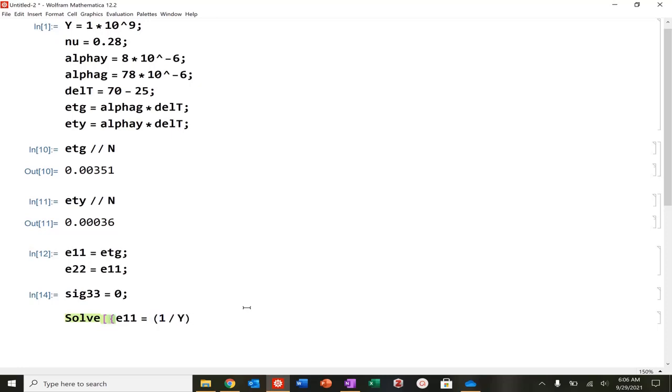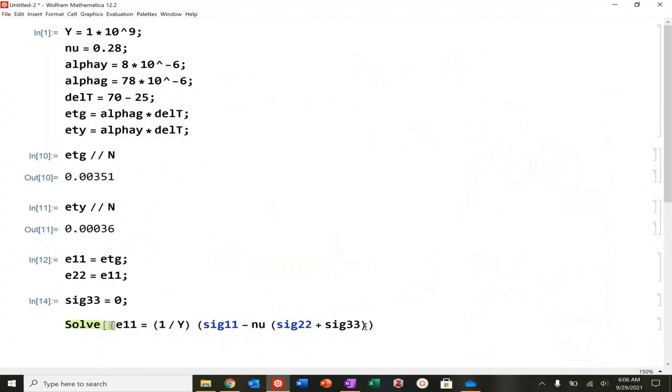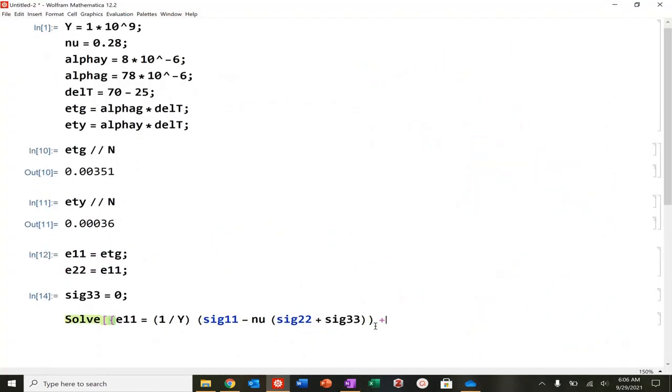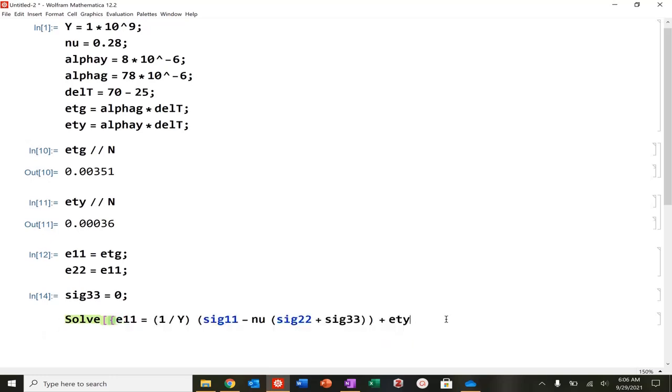I'm going to write out Y times sigma 1 minus nu times sigma 22 plus sigma 33. And remember, this is my strain in the 1-1 direction. So it's governed by the G, but I also have to consider that thermal expansion in addition to the stresses. So plus ETY, because I'm looking at my Y material. So I'm going to control-copy this.